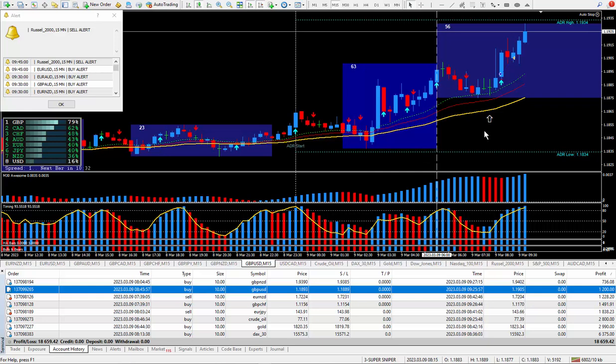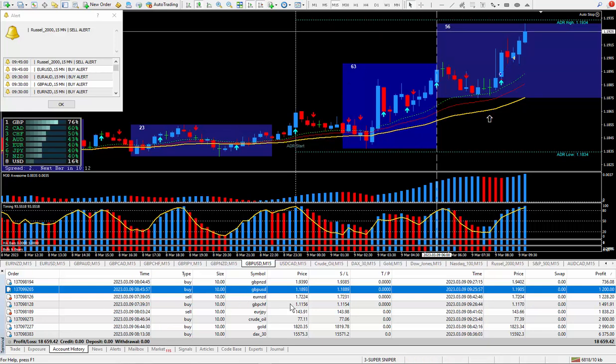Remember, it's very important that you trade in a demo account. You need a lot of demo trading, and once you get good in a demo account, then you can move forward to a live account. If you cannot trade in a demo account, you will never make money in a live account.